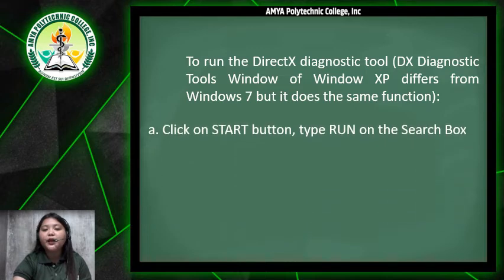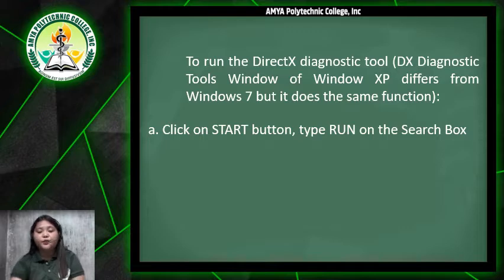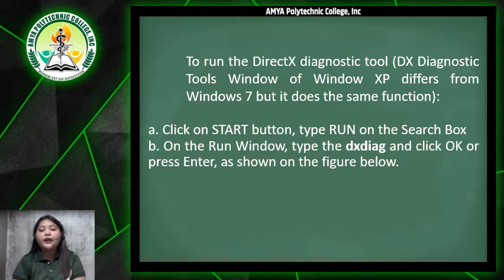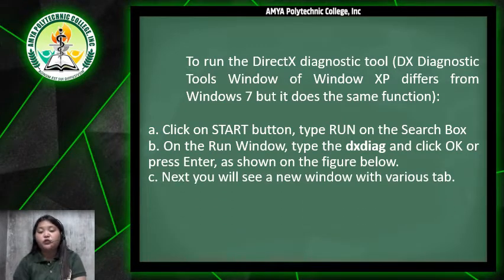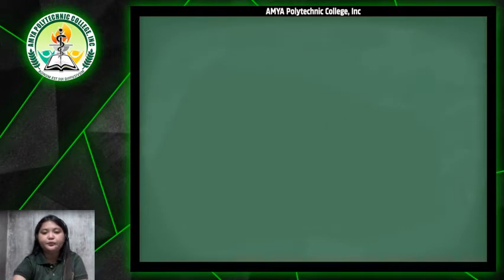So the first thing that you're going to do is click on the start button, then type run in the search box, and then in the run window type the word dxdiag and click OK or press enter as shown in the figure below. Here, I'm going to show it to you later. Next, you will see a new window with various tabs.